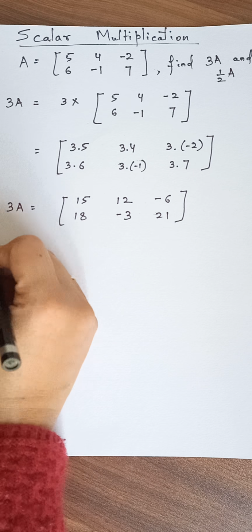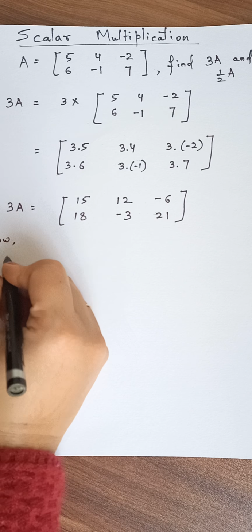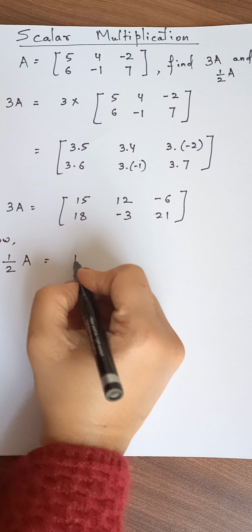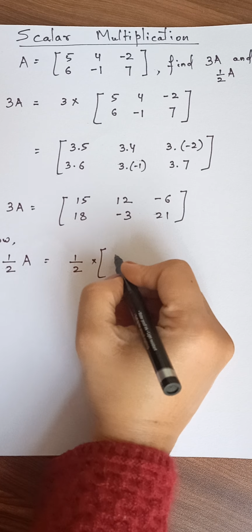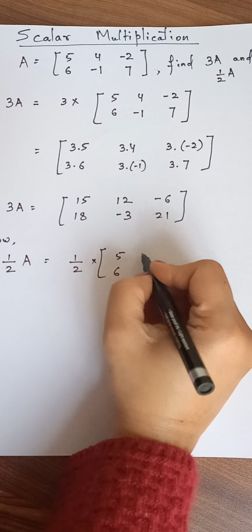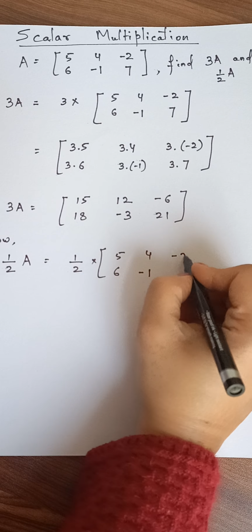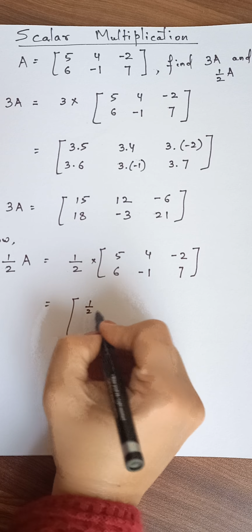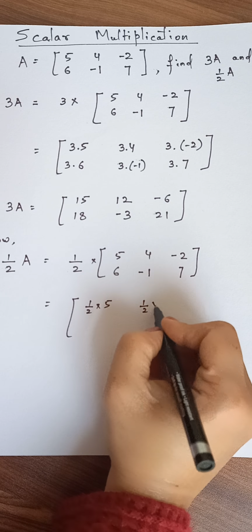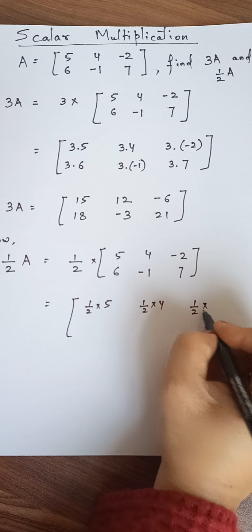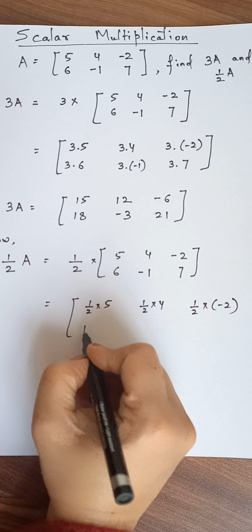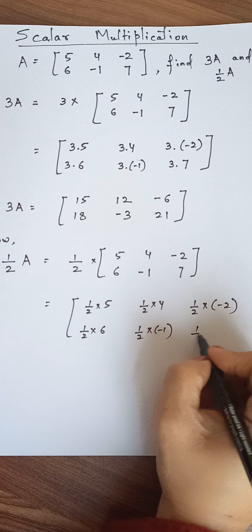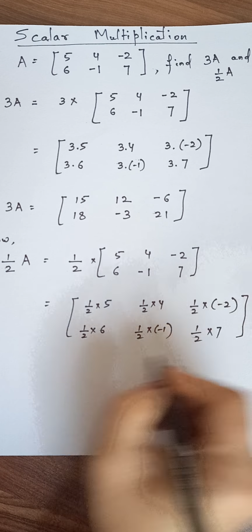Now again, if you have to find the value of 1 by 2A, that means you have to multiply each and every element of A with 1 by 2. We are provided with matrix A whose values are already given in the question. So you can see here that I am just multiplying each and every element with 1 by 2. That's how you have to do it with any question.